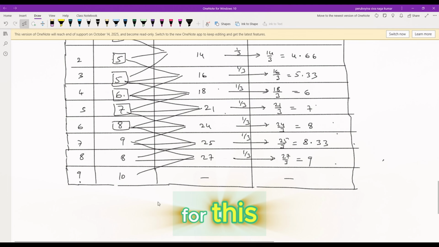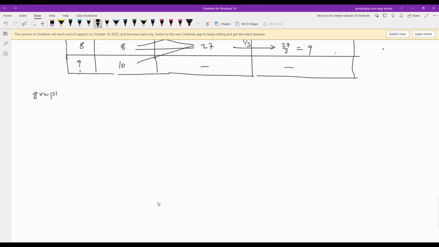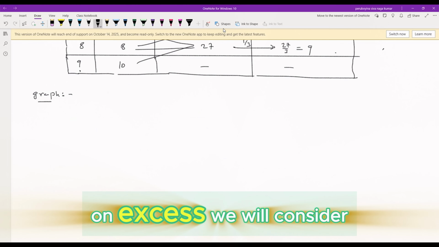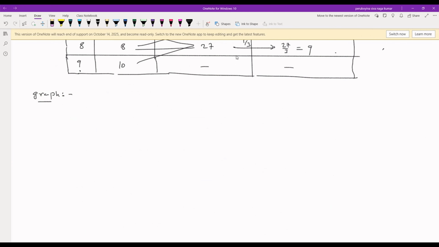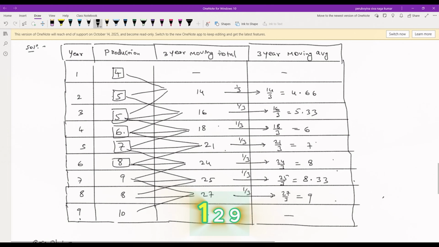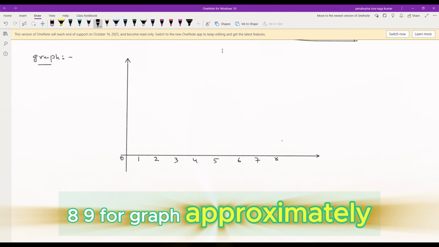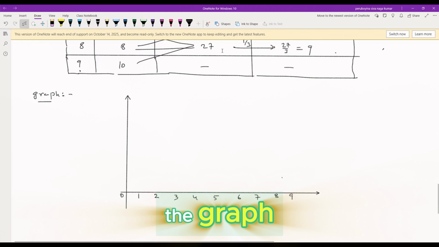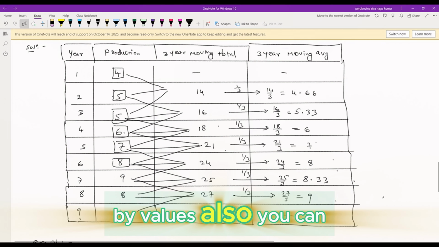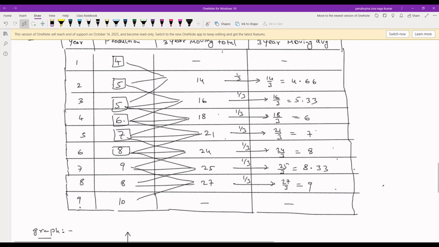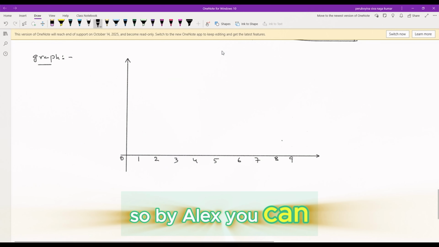Next, we will draw the graph for this. On the x-axis, we will consider the first values, and on the y-axis, the second numbers. So x values will be 1 to 9: 1, 2, 3, 4, 5, 6, 7, 8, 9. For the graph, we can make markings approximately. Y values also you can take up to 10. You can decide the y values yourself.